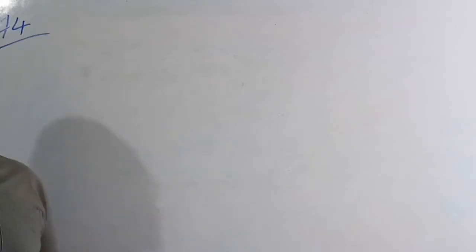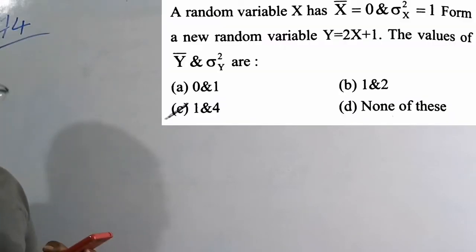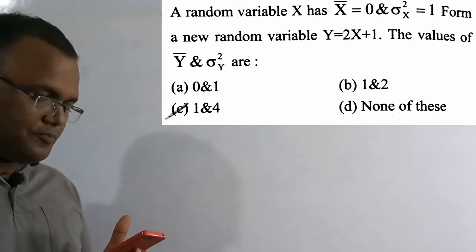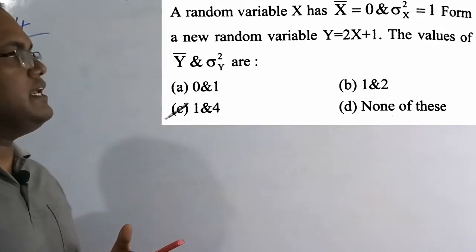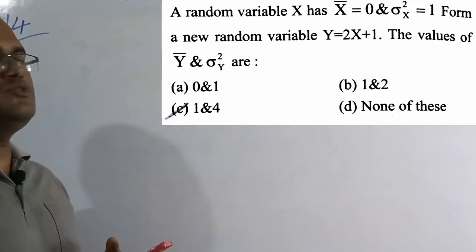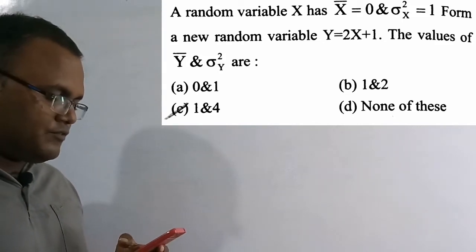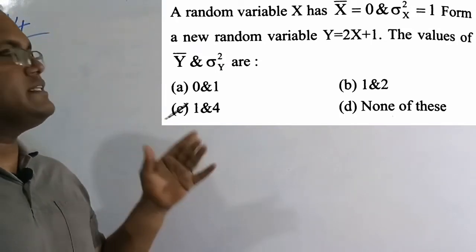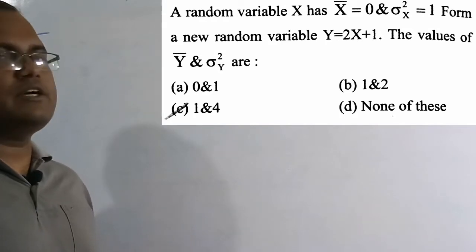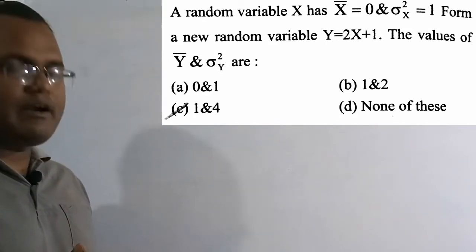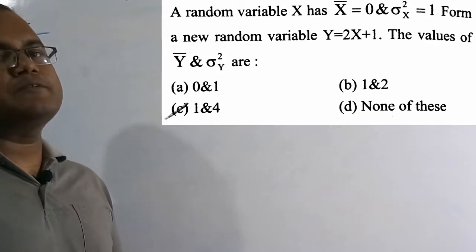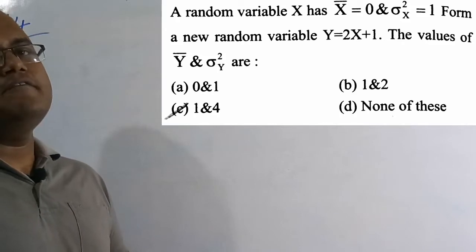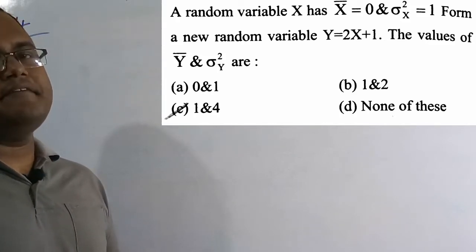So now we are going to solve the 74th question. See the question here. A random variable x has x bar equal to 0, meaning the mean value or the expected value is equal to 0, and sigma x squared is equal to 1. It means that the variance of the random variable x is equal to 1. So form a new random variable y equal to 2x plus 1. From the random variable x we got the random variable y with this expression. Then we need to figure out the value of y bar, the mean value of the random variable y, and sigma y squared, which we are going to call the variance of the random variable.